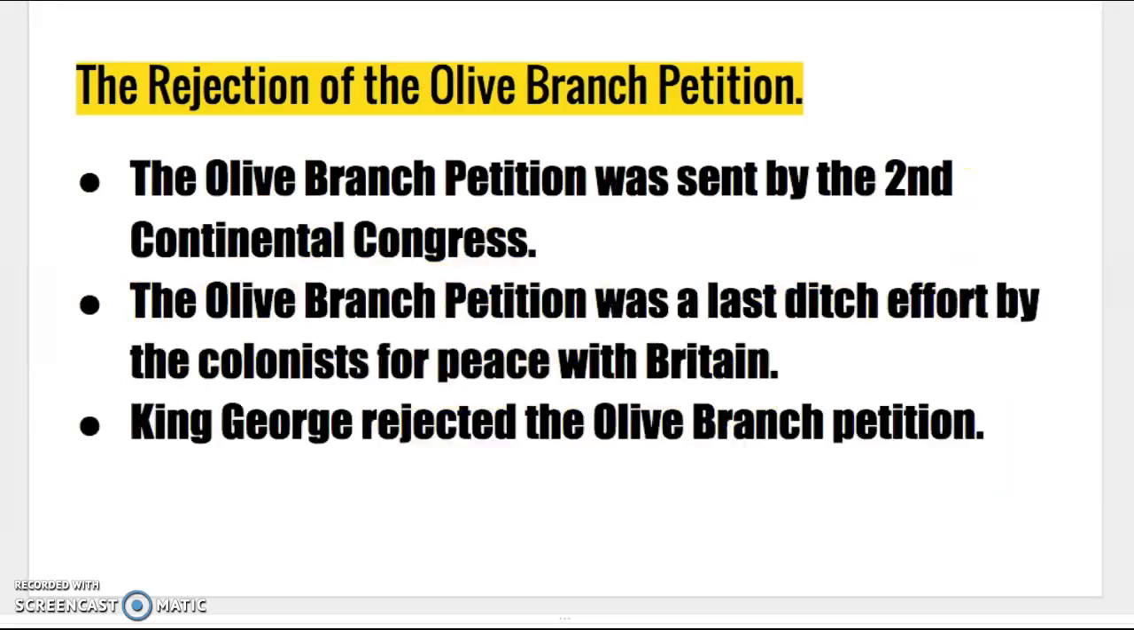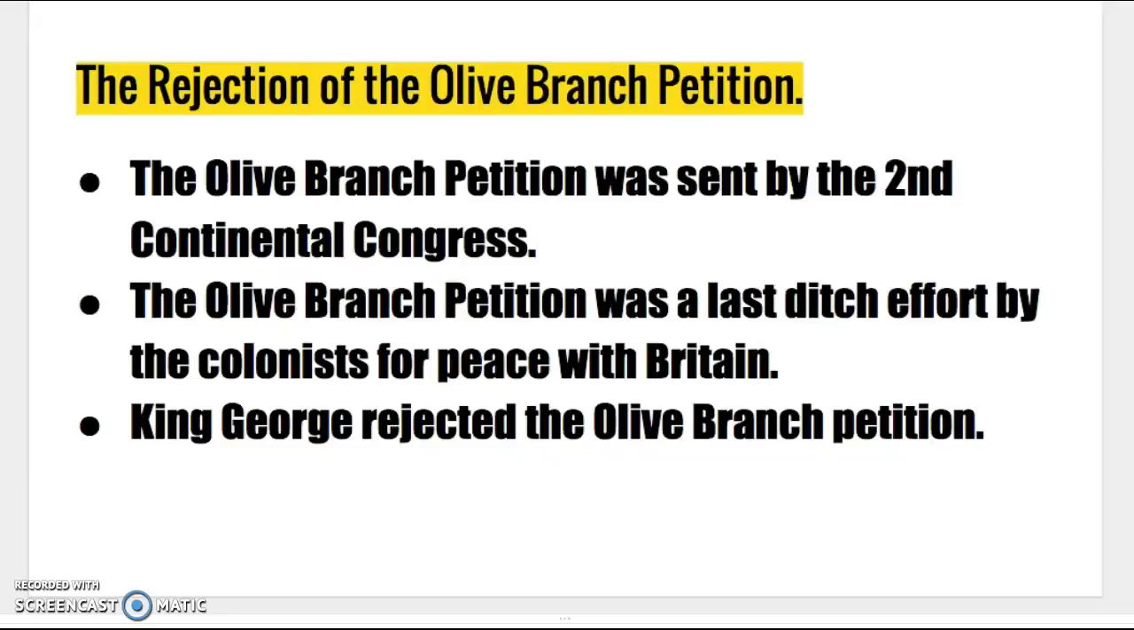Going on to the next portion, Content Standard 1.3D. We have the rejection of the Olive Branch Petition. A few things about it. The Olive Branch Petition was a piece of paper sent by the Second Continental Congress. It was the last-ditch effort by the colonists to try to make peace with Britain. And eventually, King George rejects the Olive Branch Petition.